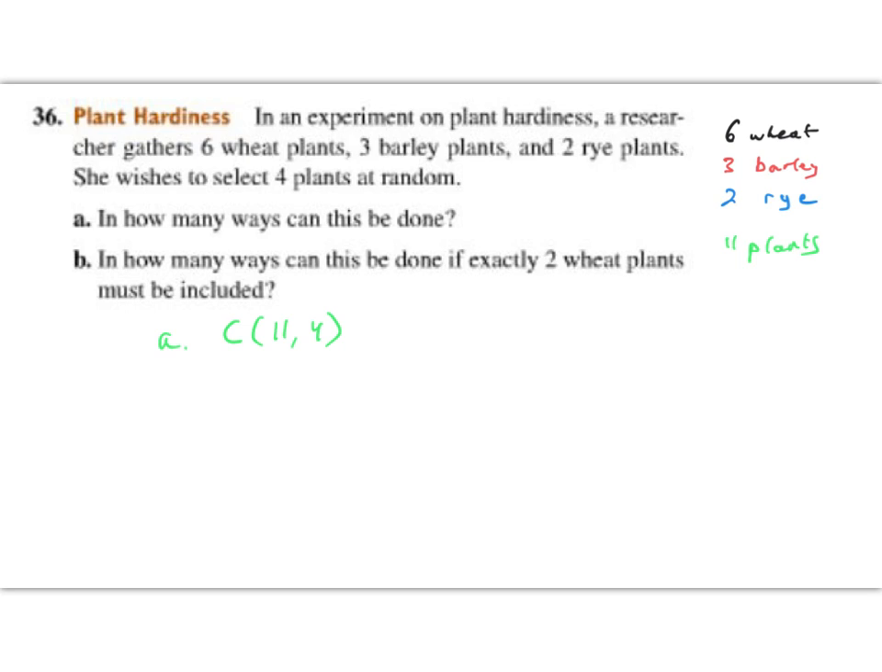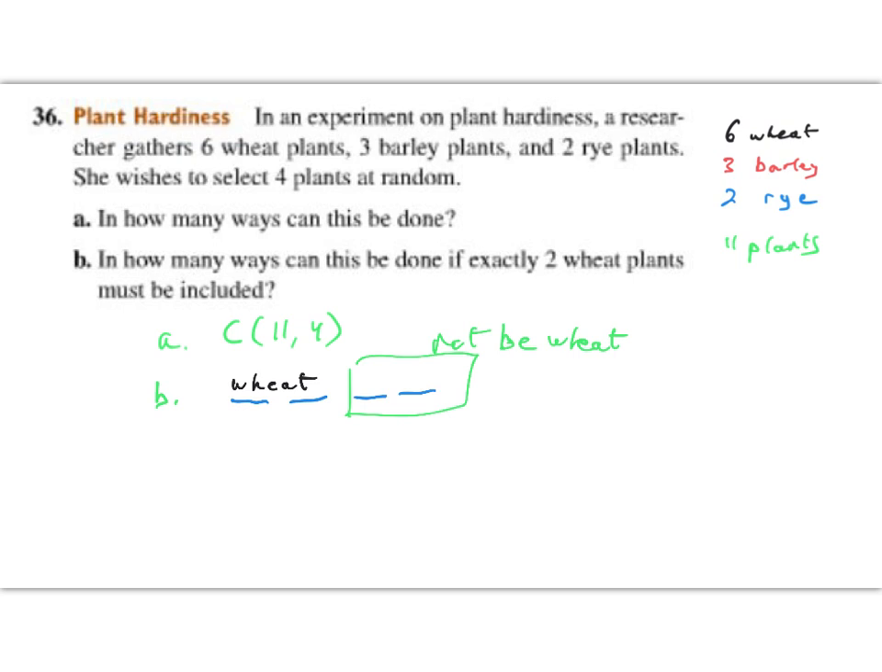Okay, let's go on to part B here, which says, in how many ways can this be done if exactly 2 wheat plants must be included? All right, so let's set up our blanks one more time. We're going to pick 4. And we know that 2 of these must be wheat. So what do we know about these remaining plants? Well, they cannot be wheat plants. If exactly 2 are wheat, we didn't put any restrictions on the others other than to say they're just not wheat plants.